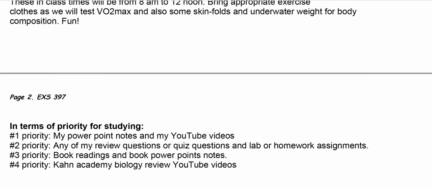Any review questions that I ask, or quiz questions, or our lab or homework assignments, those are priorities as well. I'm assigning readings out of the book. It's a lot to read. We're going to be reading starting at chapter 1 and ending at about chapter 14. So in the next 10 days, you're going to be reading 14 chapters. That's a lot, so some of the pages out of the book I won't get to.